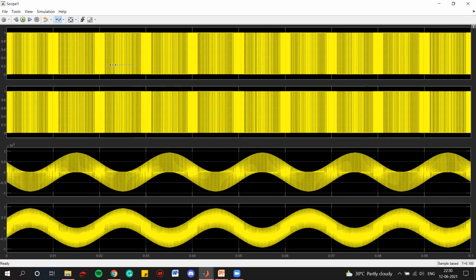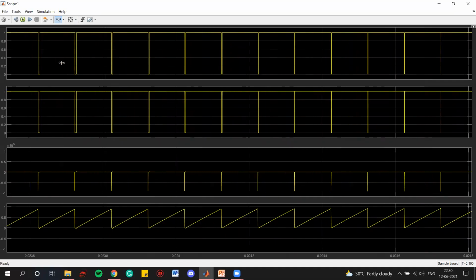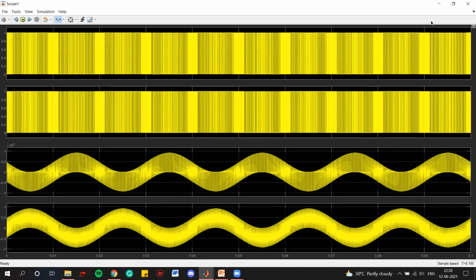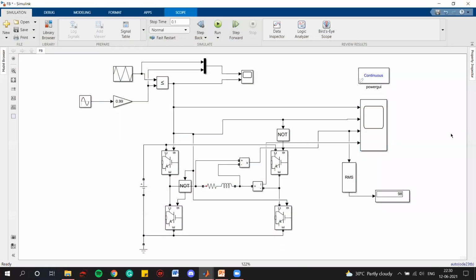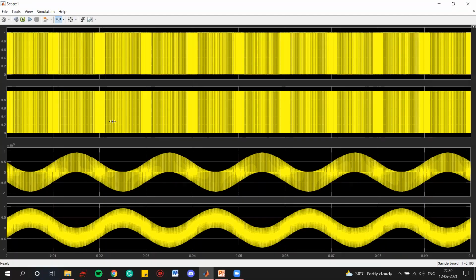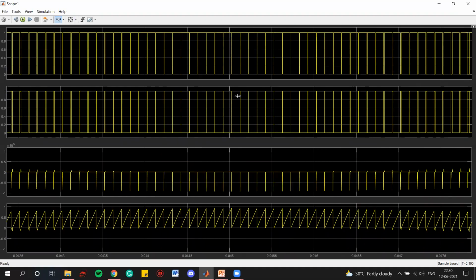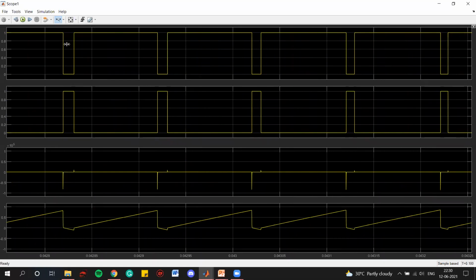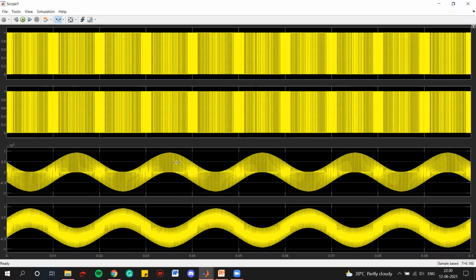Our gate pulses are opposite to each other. Okay, so they are not opposite. Yeah, this would be opposite. So now we can say that the gate pulses are opposite. See, wherever the upper one is positive, the lower one is negative, and according to it, the voltage and current will differ.